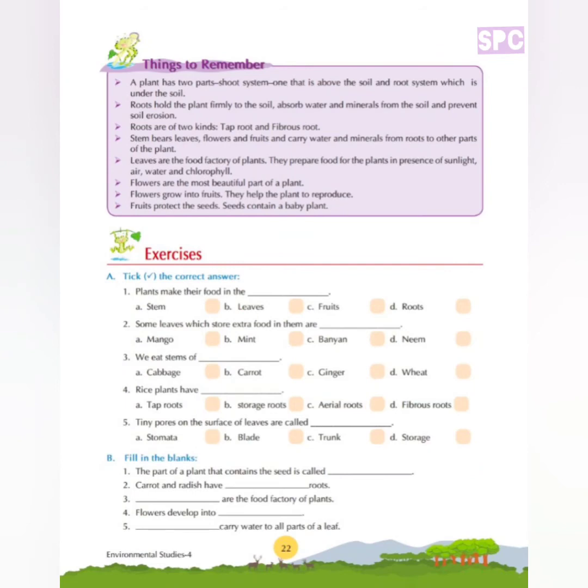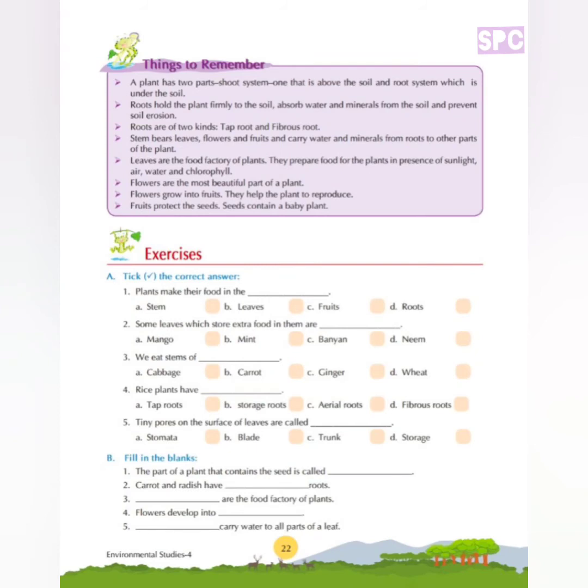Question number A. Tick the correct answer. So children, here for every question there are 4 options given and we have to tick the correct answer. And we have to write the same in the given blank. Question number 1. Plants make their food in the dash. Stem, leaves, fruits or roots. So we all know that plants prepare their food in the leaves.